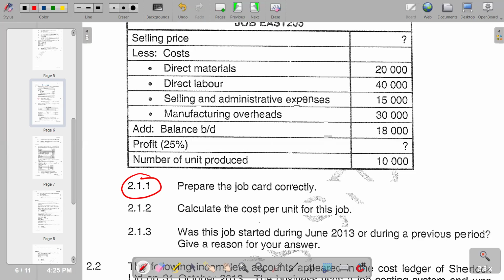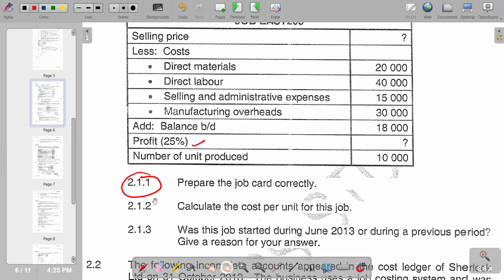And then after getting the total cost, we can calculate the profit that is given as 25%. We are saying 25% of the total cost to get the profit. And then when we get the profit amount, we add it to the total cost amount to get the selling price, which is going to be the sales. So basically, that's how we are going to go about our job card.